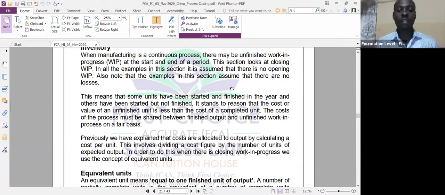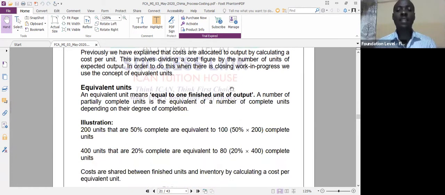Okay. In order to do this, when there is a closing work in progress, we need to do something called equivalent units. Now, what is equivalent units? Whenever there is a work in progress, we can never say a work in progress is a full product.